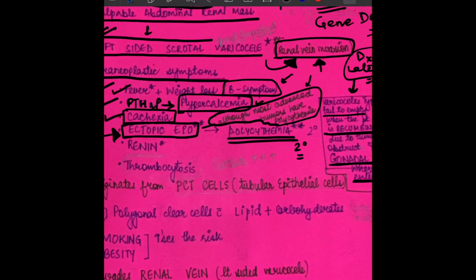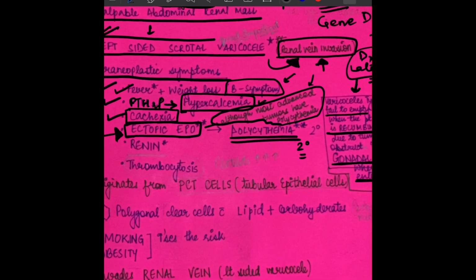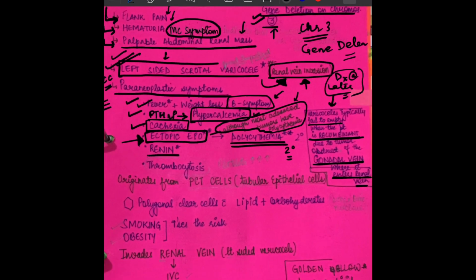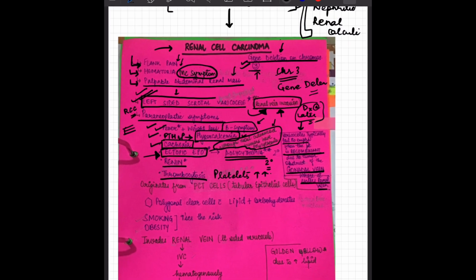Now talking about renin. Renin can be produced by the tumor, and thrombocytosis can also happen, that is, platelets will increase in number. Now, originating from the PCT cells, you have to remember from where renal cell carcinoma originates. It originates from the PCT cells, that is, the tubular epithelial cells.